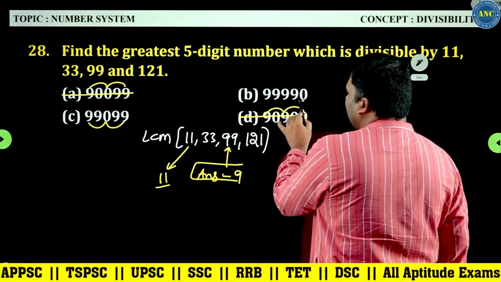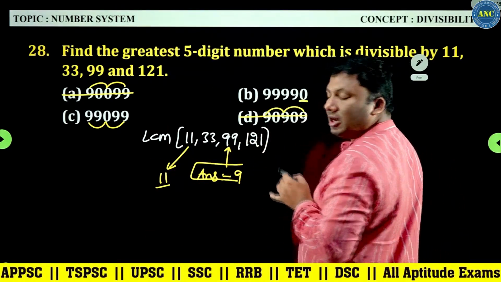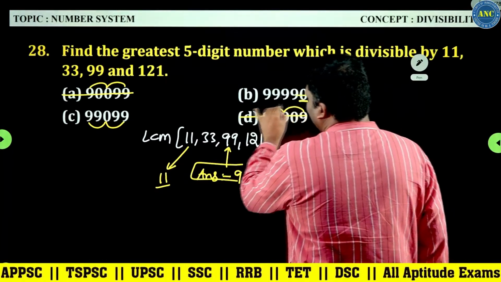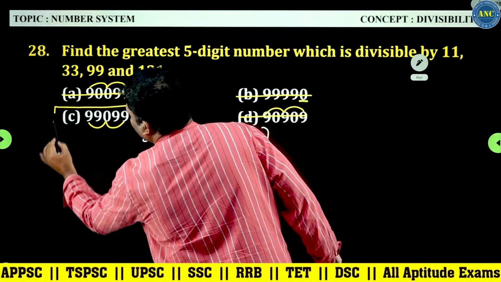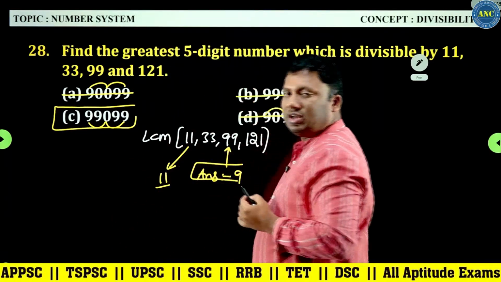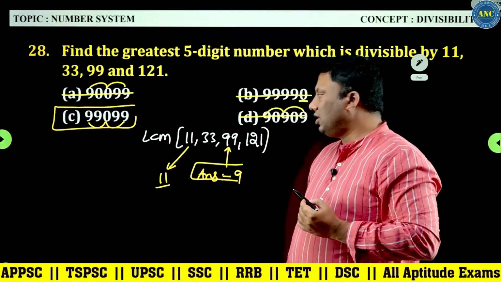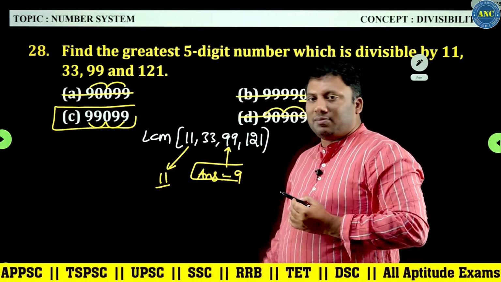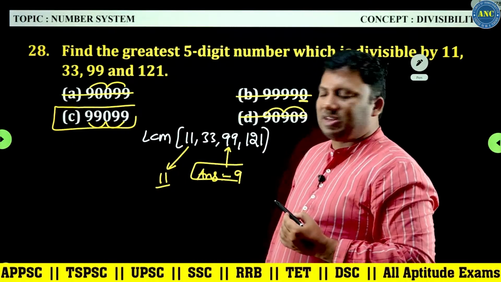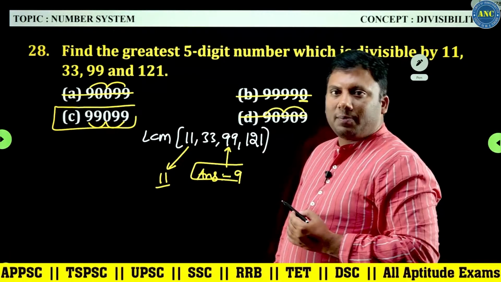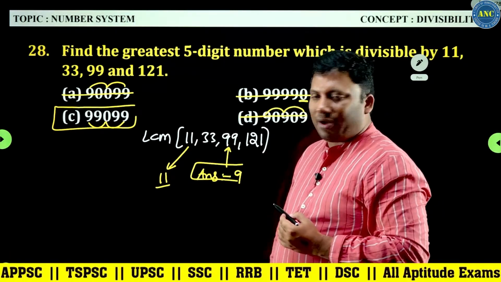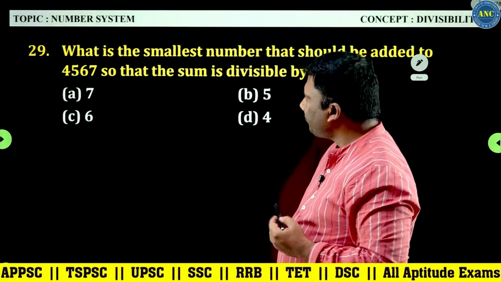This is divisible by 10, but none of the numbers is divisible by 5 and 2. So it is not possible. So the answer for this question is 99099. All are odd numbers, and the LCM of odd numbers is an odd number. Option B is an even number. I hope the idea is clear.